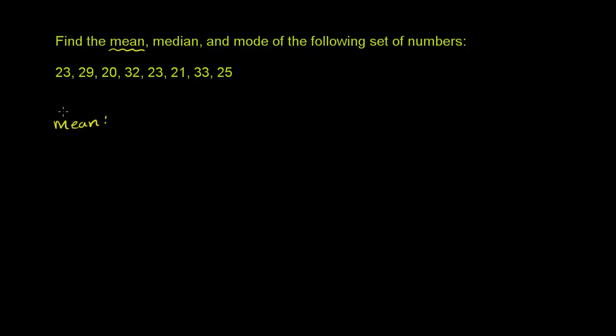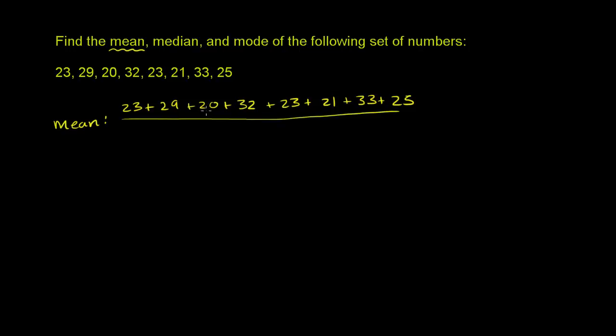So this is our mean. We want to average 23 plus 29, or we want to sum 23 plus 29 plus 20 plus 32 plus 23 plus 21 plus 33 plus 25, and then divide that by the number of numbers. So I have 1, 2, 3, 4, 5, 6, 7, 8 numbers. So you want to divide that by 8. So let's figure out what that actually is.